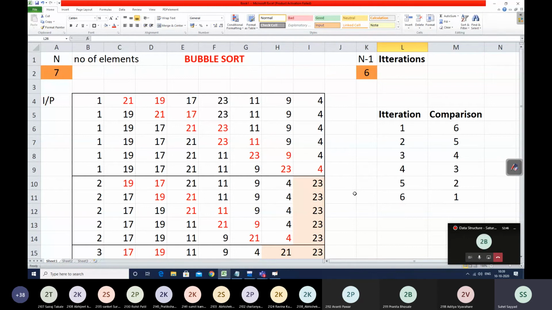And whatever comparisons I have shown here using colors, I recommend you show using an underline in your notebooks when you solve, or when you solve on paper. Is it clear, students? Is the numerical clear? Now we need to write logic for this. Shall we discuss logic in short?